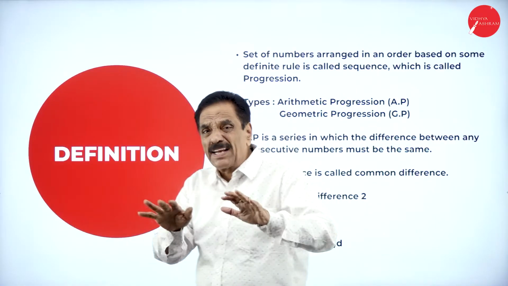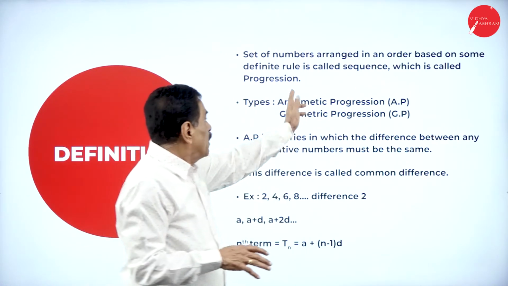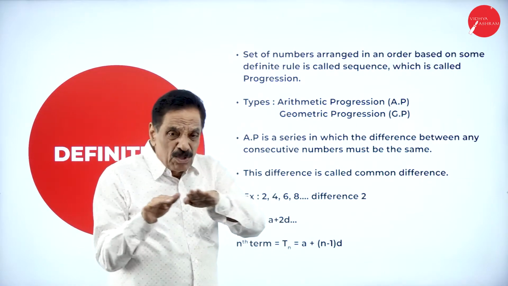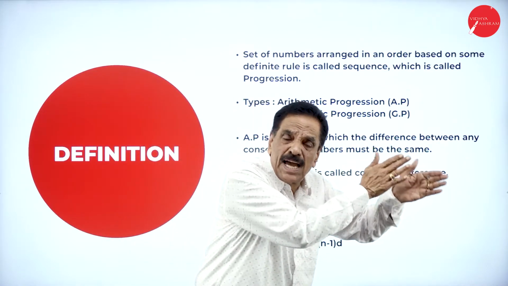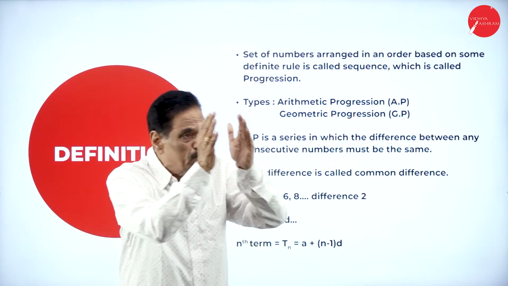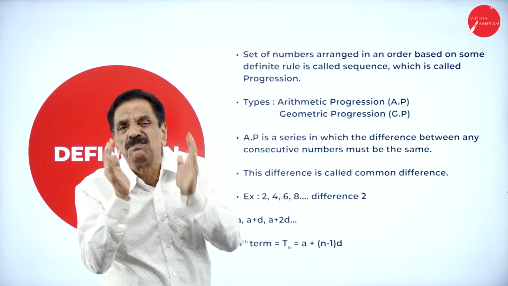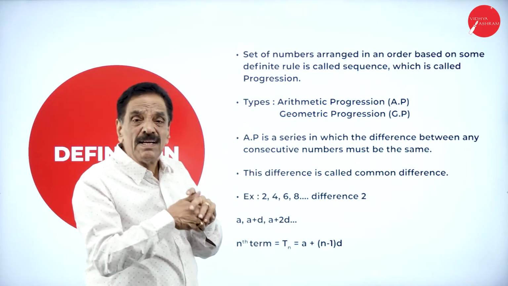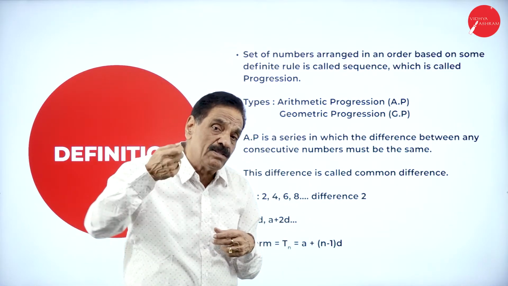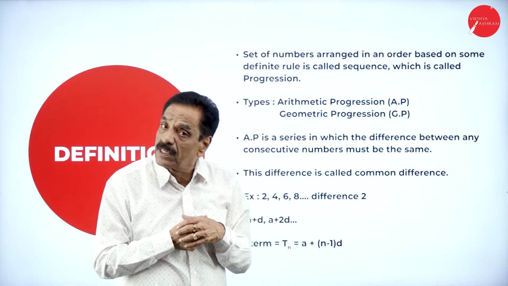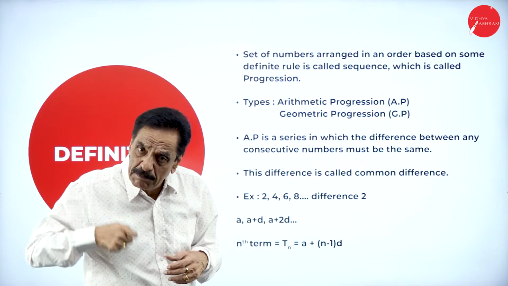A set of numbers arranged in a definite order, or in an order based on some definite rule, is called a sequence, which is called progression. So numbers arranged in a definite order, like 2, 4, 6, 8, or 1, 2, 3, 4, or 3, 5, 7, 9. This is a perfect order, that is called progression. There are two types of progression: one is arithmetic progression, another is geometric progression.